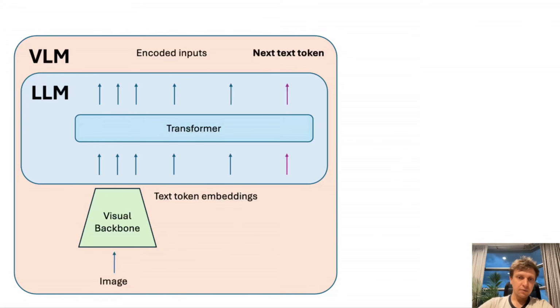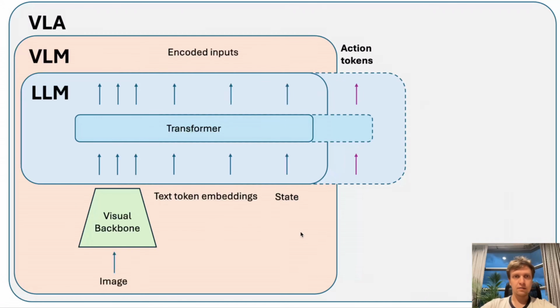And then finally, we need to move to VLA. And to do it, we need to add an action head, some part of the model that will predict actions. And there are different ways to do it. One way, which is probably a bit simpler, is to predict action tokens inside the same LLM. So what we do, we just extend our LLM a little bit and say that now the tokens that it predicts are not only text tokens, but they can be action tokens.